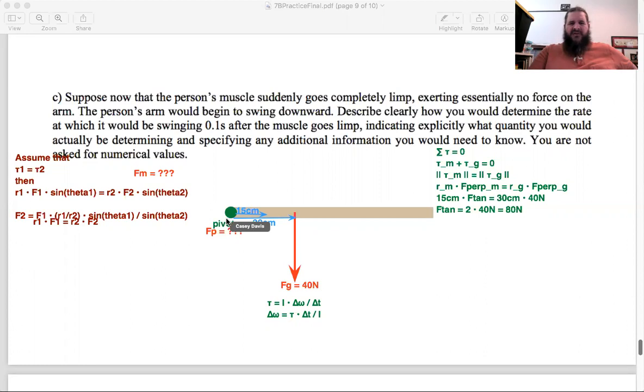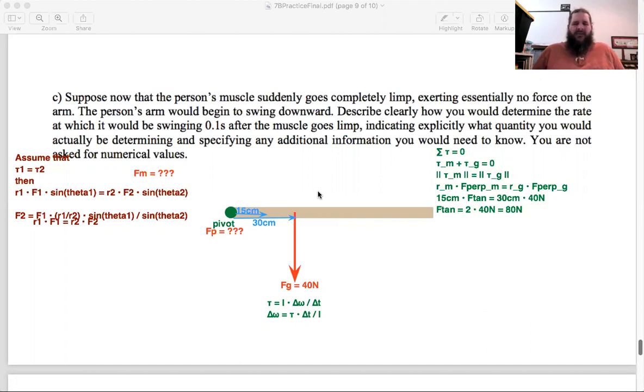But the problem is 30 centimeters isn't the length of the entire rod. 30 centimeters is just the distance from the pivot point to the center of mass. We might be able to approximate it as 30 centimeters times 4 kilograms. But the problem is that the shape of the object and how the mass is distributed actually matters here. We can't just assume that this is a point mass located 30 centimeters from the pivot point. We would need to know more information about what actual shape this is.